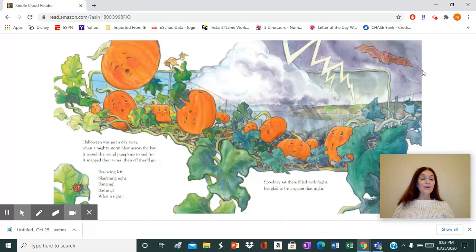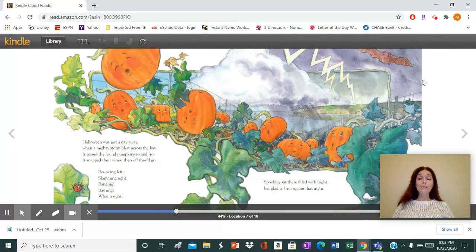Halloween was just a day away when a mighty storm blew across the bay. Here is the picture of the storm. The gray clouds mean rain is coming. It tossed the pumpkins to and fro. It snapped their vines, then off they'd go. Bouncing left, slamming right, banging, bashing, what a sight. Spookley sat there filled with fright, but glad to be a square that night.